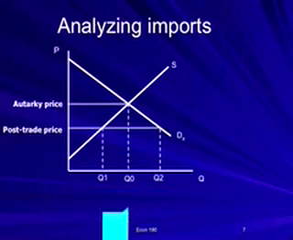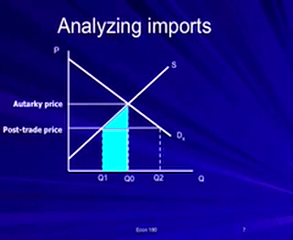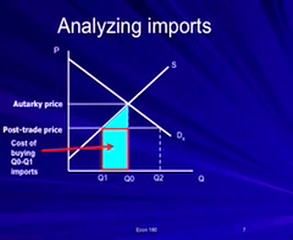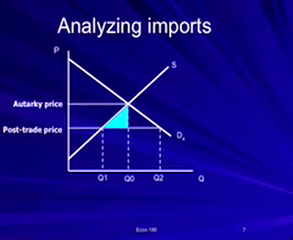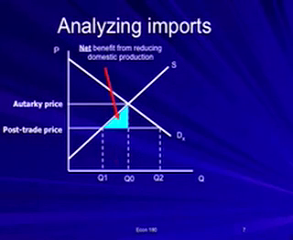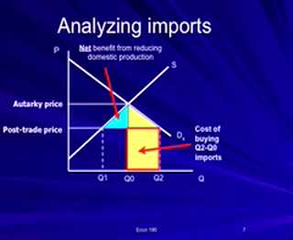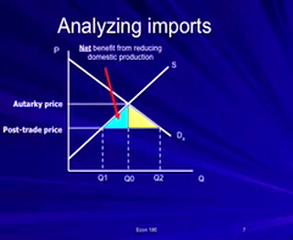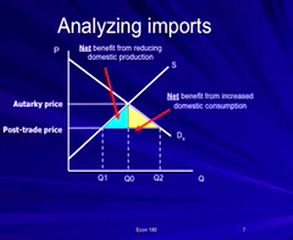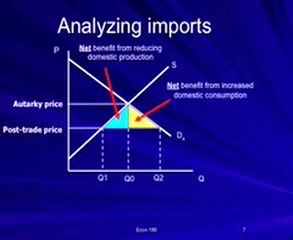Domestic production of Q0 to Q1 would have cost this trapezoidal area, but the cost of purchasing it from foreigners is less. That results in a net benefit of this triangular area from reduction in domestic production. Domestic consumers' gross benefit from the increased consumption is given by the trapezoid, but it only costs them the world price to purchase it. That results in a net benefit from increased consumption given by this triangle.